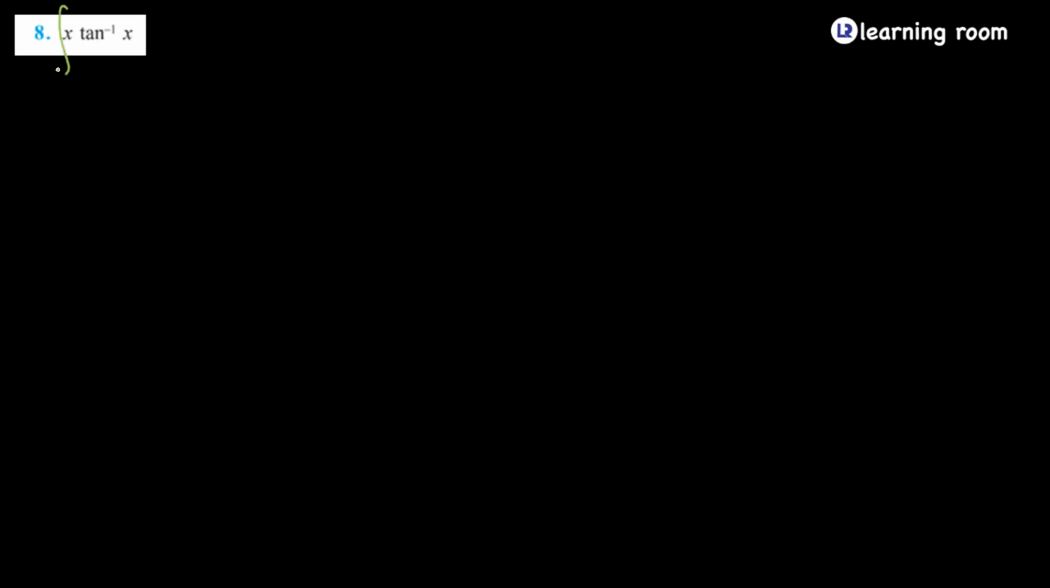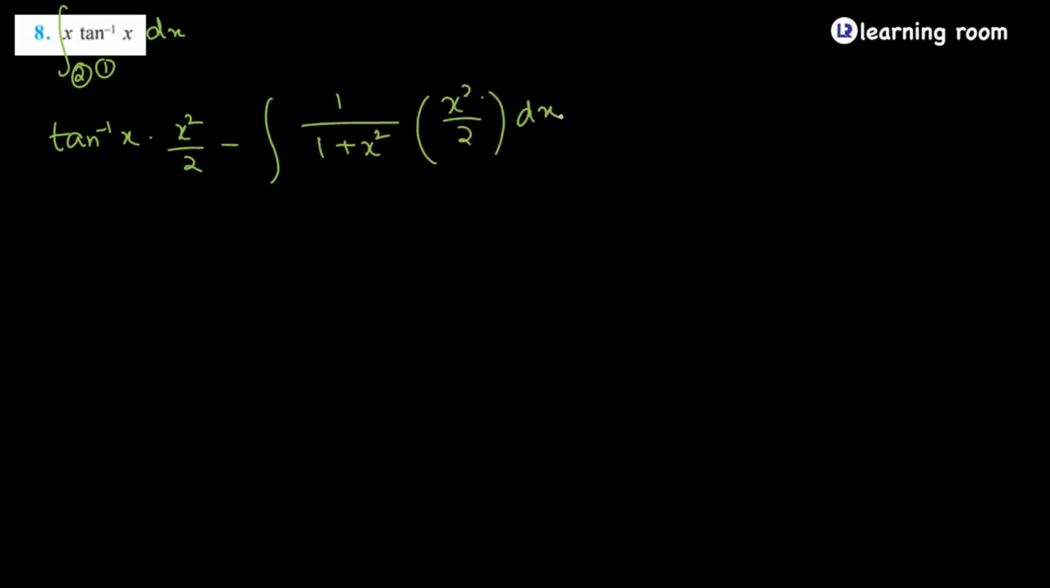The next question is integral of x tan inverse x dx. So how to solve this? Tan inverse x is the first function, x is the second function. So first function into integral of second function, minus integral of derivative of first function. Derivative is 1 by 1 plus x square, into integral of second function, that is going to be x square by 2 dx.